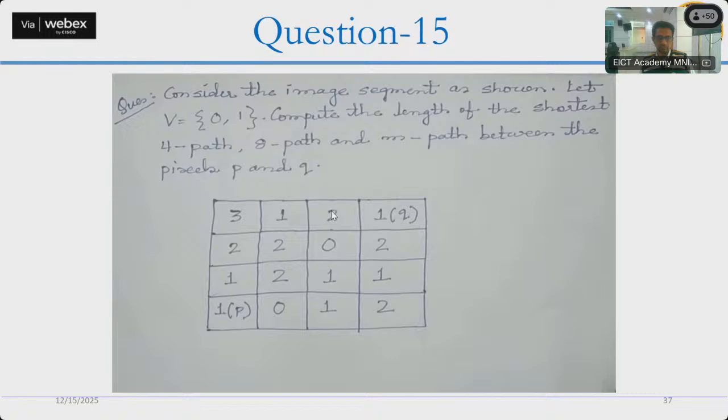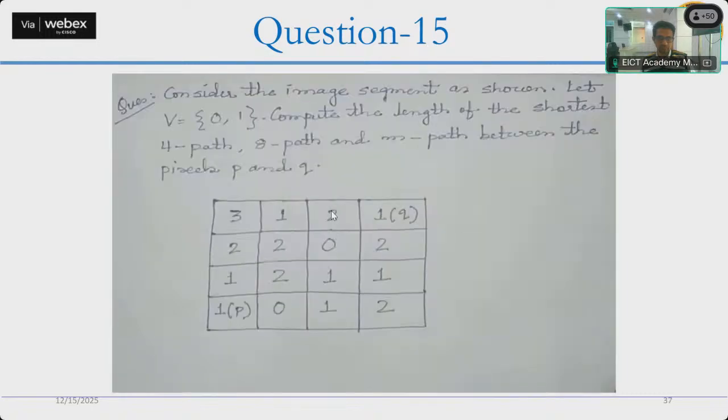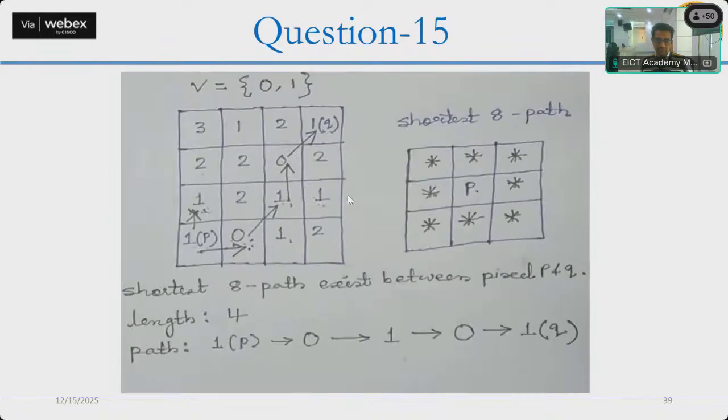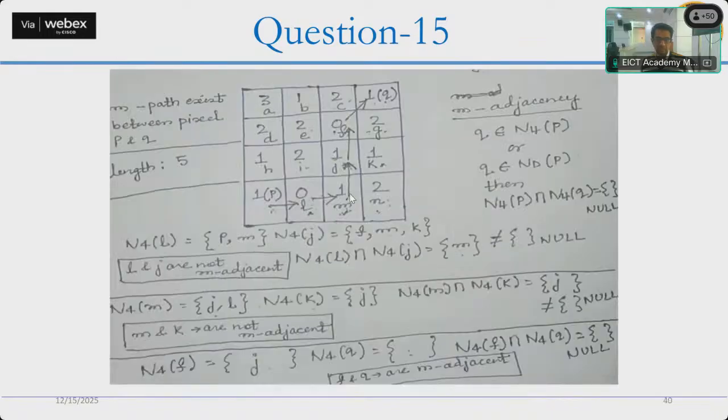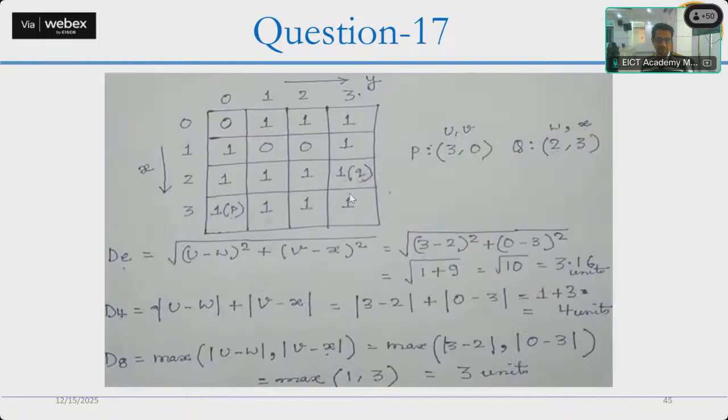This is some more problems. I think you will be able to go through it quickly. Consider the image augmentation shown in this one. Compute the length of the shortest 4 path, 8 path, and M path between the pixels P and Q. It is shown here. We have done a similar problem, only the neighbors have been changed. There are a little bit of changes there, so that way you will be able to calculate. This is the same problem, so this is another one that we have calculated.